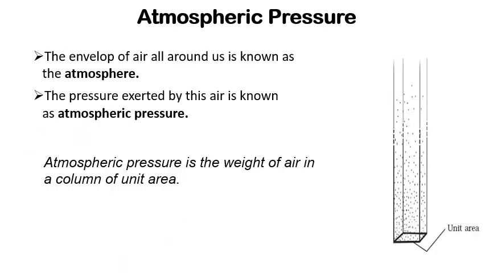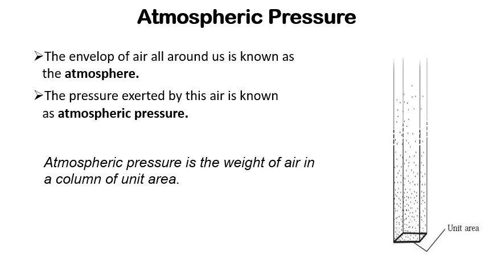As we learned, liquid exerts pressure, even gases also exert pressure. The envelope of air all around us is known as atmosphere. The atmosphere extends up to many kilometers above the surface of Earth. The pressure exerted by this air is known as atmospheric pressure. So what is atmospheric pressure? Pressure exerted by atmospheric air is called atmospheric pressure. Atmospheric pressure is the weight of air in a column of unit area.